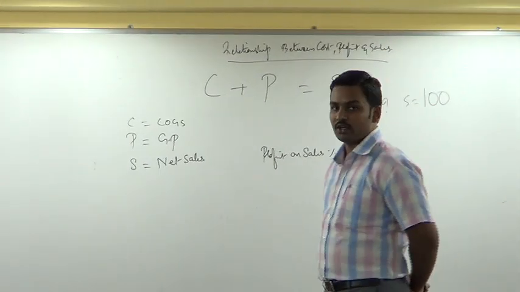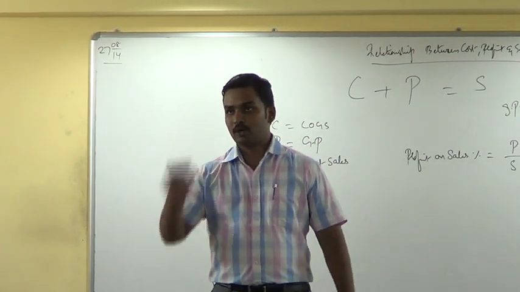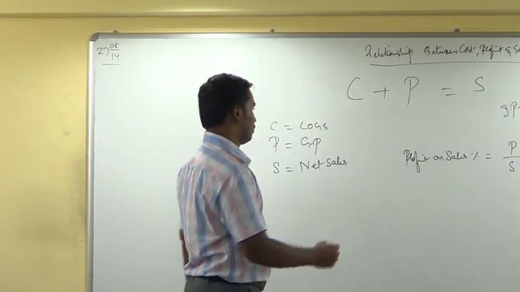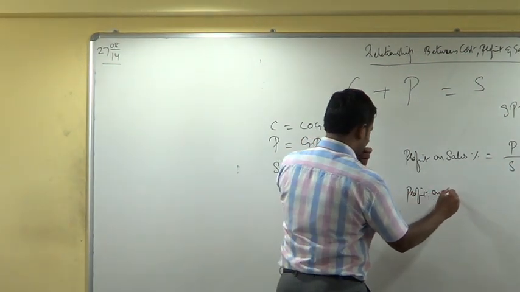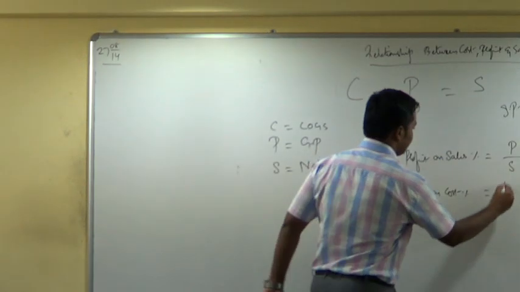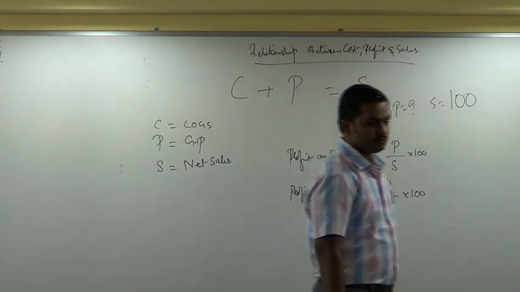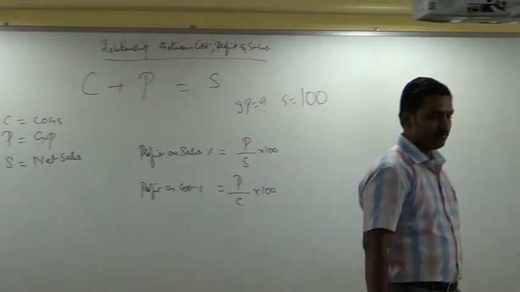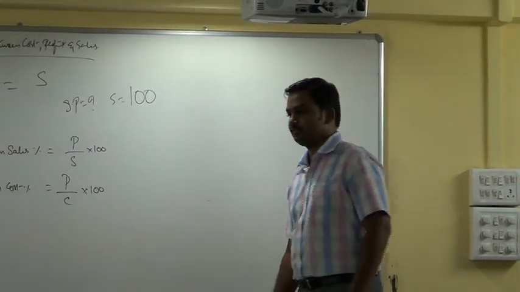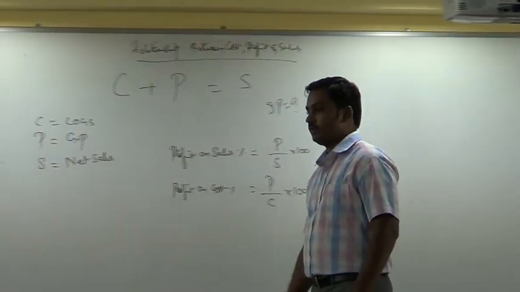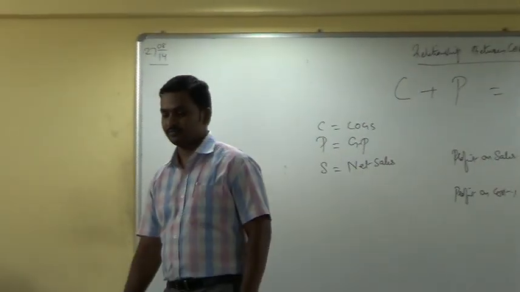Now tell me, how do you calculate gross profit percentage on cost? P by C. Profit on cost percentage is equal to P by C into 100. Profit on cost percentage you will get.